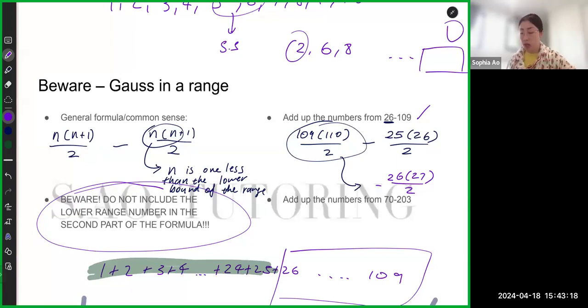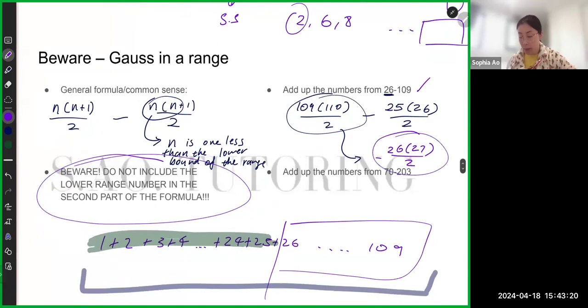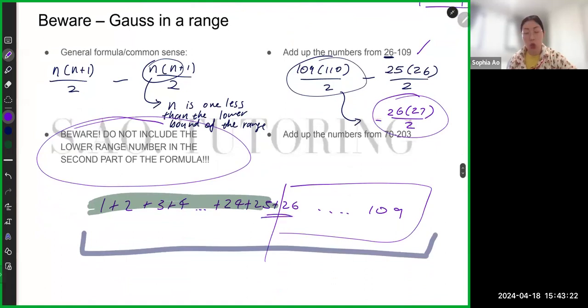It's because when you do this over here, you are actually counting the 26 as well. That is problematic because 26 was part of our desirable range. We wanted to know the range of numbers from 26 to 109. We didn't want to know 27 to 109. We wanted 26 to 109. So 26 ought to not be included in the amount that we're taking away.